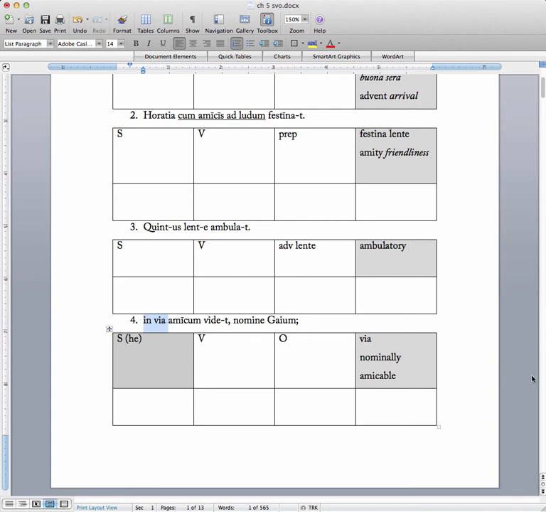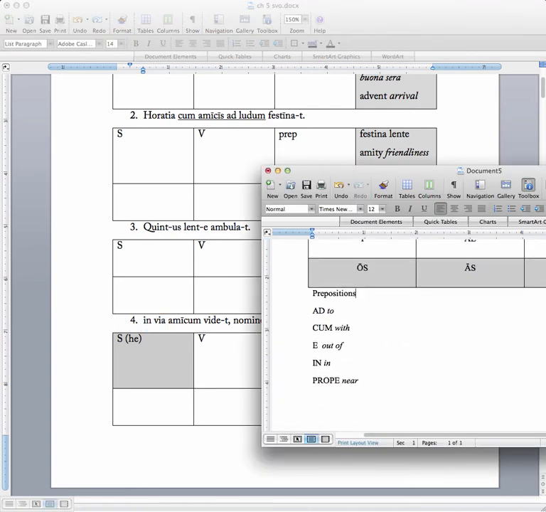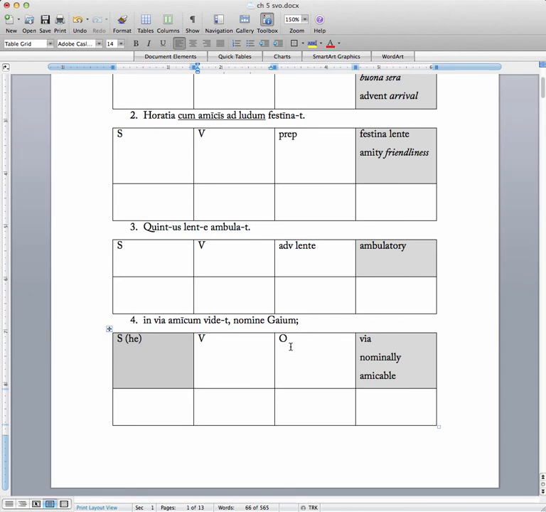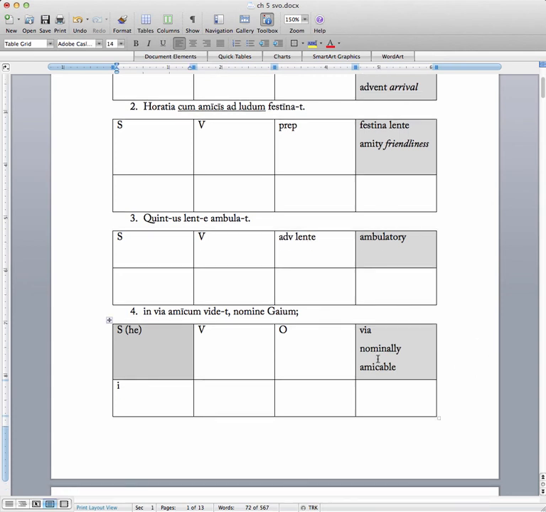In via is a preposition. You could just check here if you don't believe me. And it's not important, but you could tack it on sort of on the right here. Oh, that didn't work, did it? Yeah, you can just ignore it then, since I messed that up.